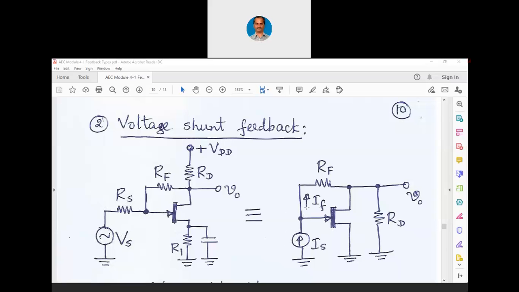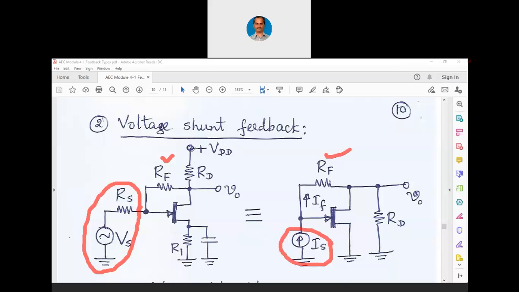Now we have this If, the feedback current, and we have this Rf from the drain to the gate. Rs is not indicated here. Why? Let me annotate. The whole of this Rs and Vs is replaced with this particular Is. Is is nothing but Vs by Rs. And then between drain and gate there is this Rf. Okay, so that is connected.